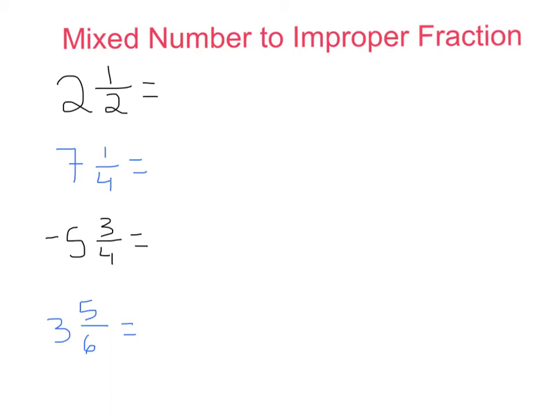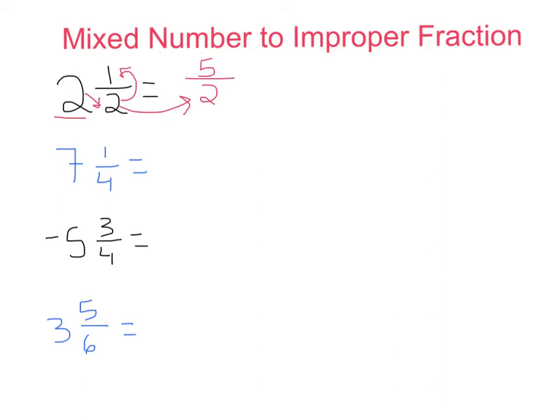So to do that, we take the front number, and you multiply to the denominator, and then you add that number to the numerator. So 2 times 2 is 4, plus 1 is 5. That is our new numerator, and then our denominator stays the same. It stays 2. So all you're doing is getting a new numerator, keeping the same denominator. And this is improper because the larger number is on top.